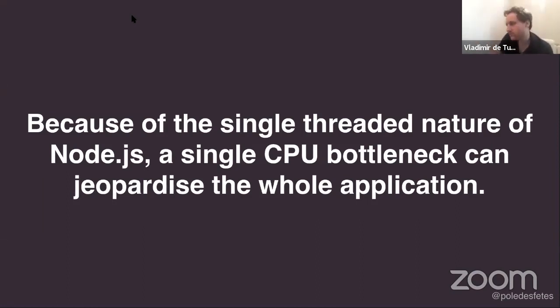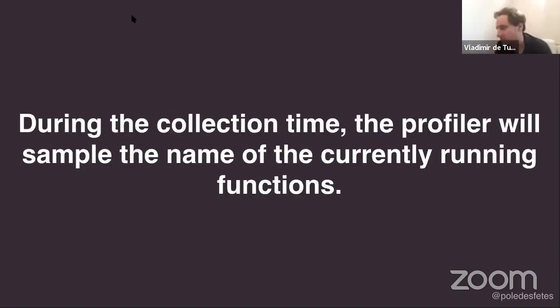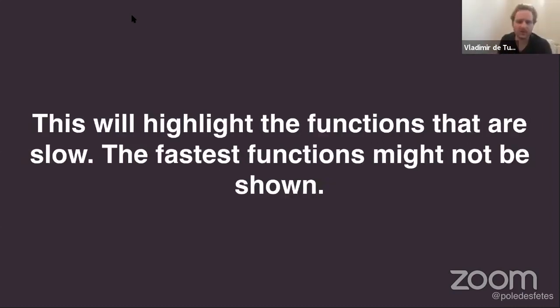So when this happens, to debug it, what we want is a CPU profile. What's a CPU profile? It's a file that will tell you which functions are running at one point. During the collection time, the profiler will sample every n milliseconds the name of the currently running function and why it's running. This will highlight the functions that are slow, but the fastest function won't be shown because it's like a ticking system. And if a function runs quicker than the ticking system, it won't be shown.